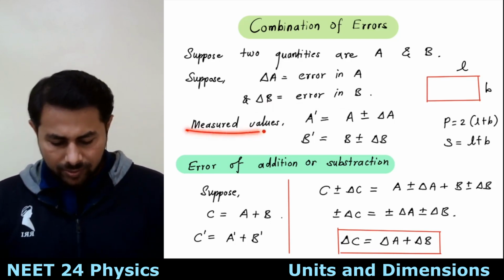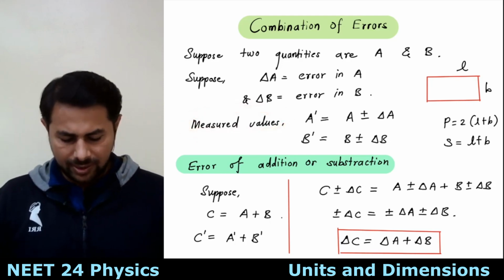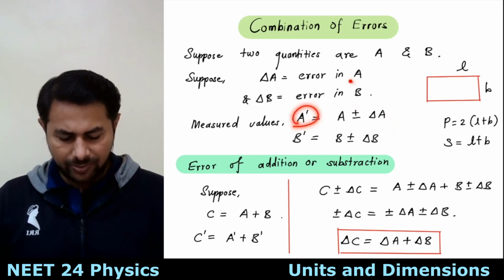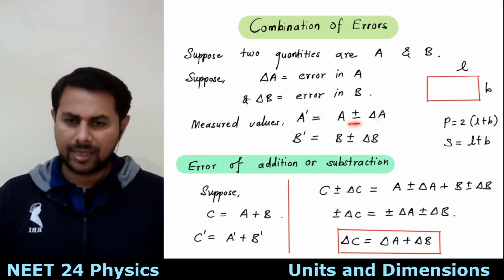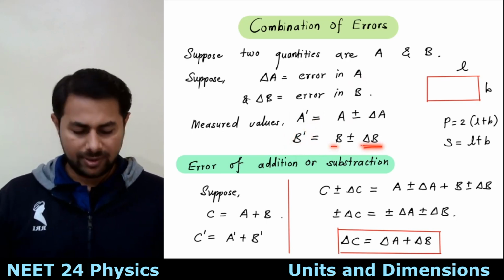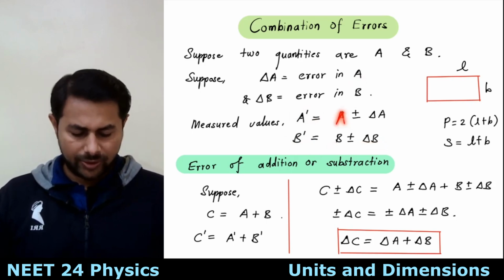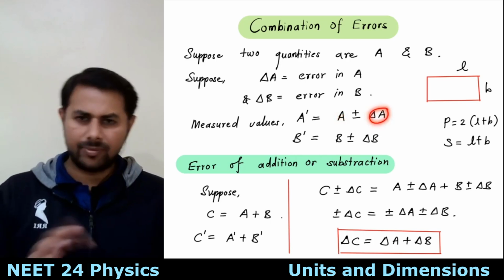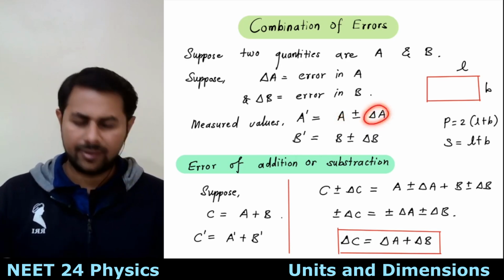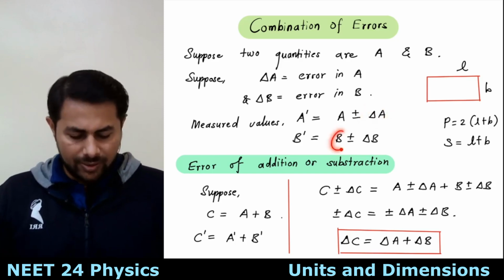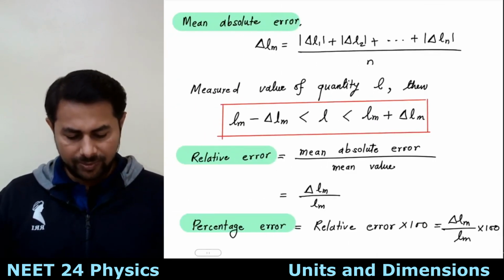So now see, measured values can be written like this. A dash is the measured value of A, it will be A plus minus delta A. B dash is the measured value of B, it can be written as B plus minus delta B, okay. So what does this mean? This is the mean value of A and this is possible error plus or minus delta A, okay. This is the mean absolute error possibly, okay. So as we said, the value lies between what?